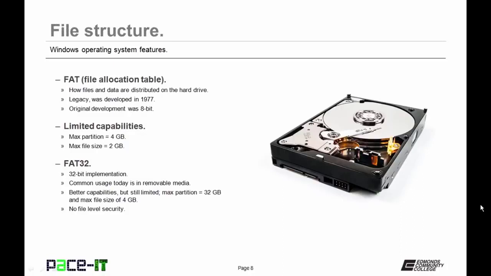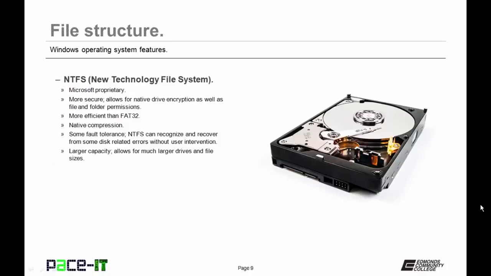That wasn't good enough for Microsoft, so they moved on to NTFS, New Technology File System, and it is proprietary to Microsoft. It's more secure. It allows for native drive encryption, and both file and folder permissions as well. It's more efficient than FAT32 as well. You can also use native compression. It has more fault tolerance. It recognizes and recovers from some disk errors without the user having to intervene. It also allows for larger capacity.